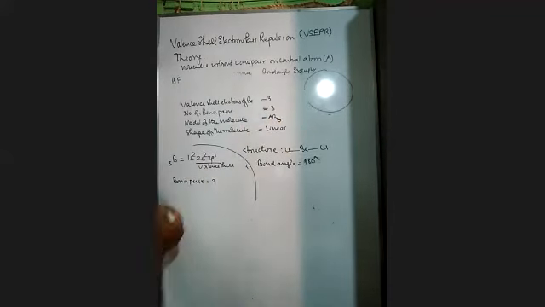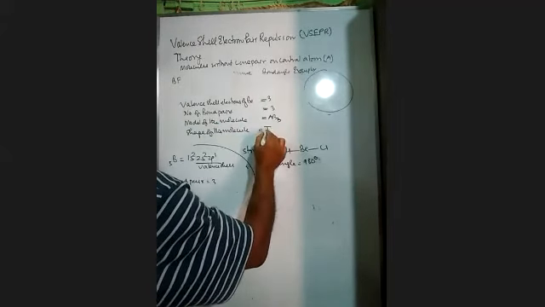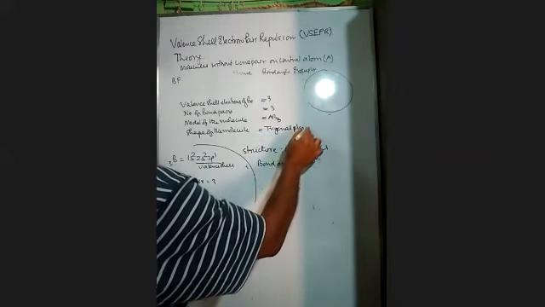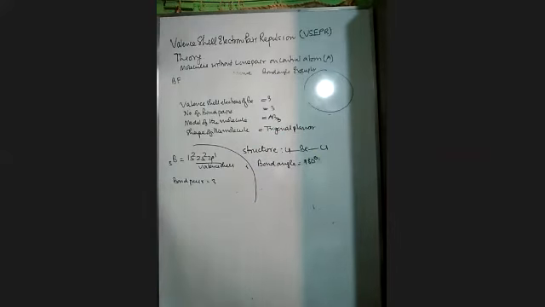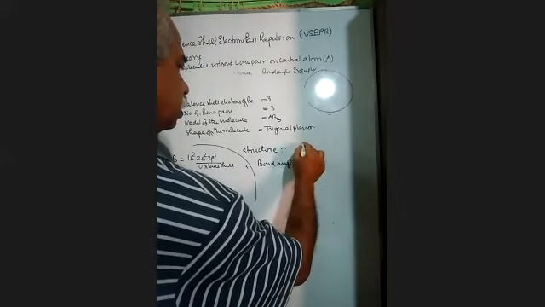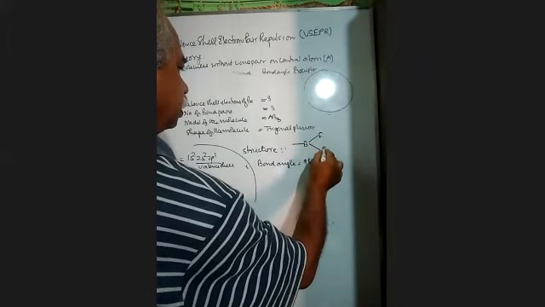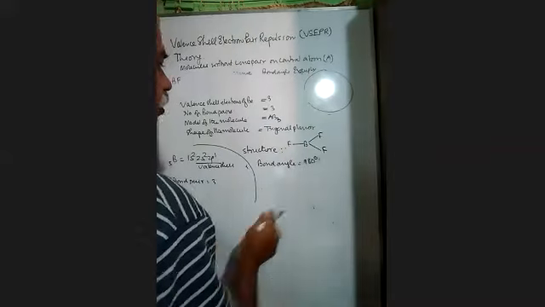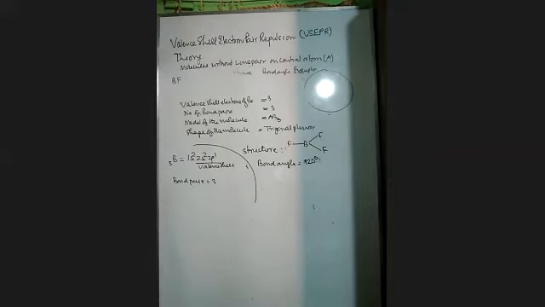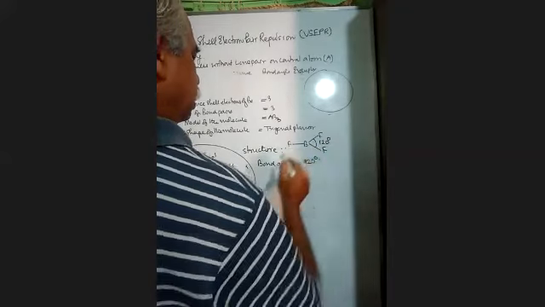What will be the structure? The model of the molecule is AB3. What will be the shape of the molecule? Trigonal planar. What will be the structure now? B, F, F, F. What is the bond angle here? 120 degrees.